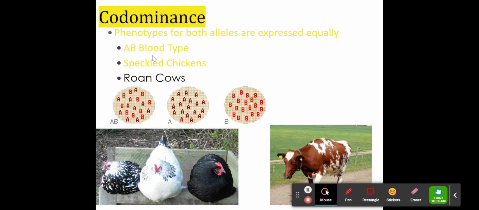Another example is AB blood type. If somebody has AB blood, that means they have both the A and B antigens on their blood. They don't get a third antigen, like a C antigen. It's A and B put together. And we'll work a little bit with that in class.